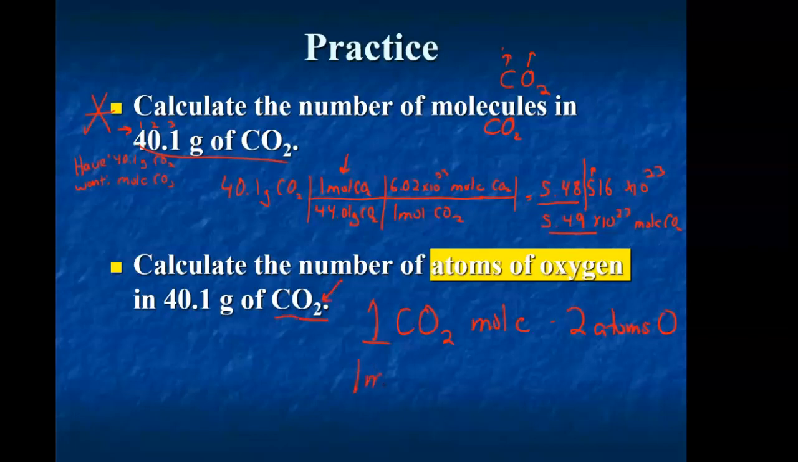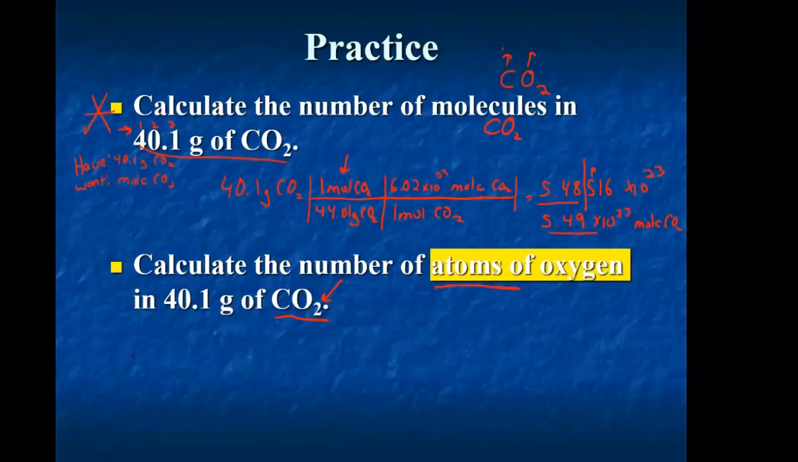This also means in 1 mole of CO2, we have 2 moles of oxygen, right? Both of those things are true when we're doing this. So if we want to know the number of atoms of oxygen, we could just multiply our number up here by 2, or we can put this into our stoichiometry or our unit conversion. So I'm going to show you how to do this.